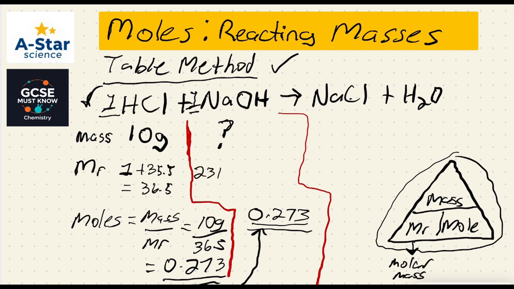Sodium is 23, oxygen is 16, hydrogen is 1. So 23, take the calculator, plus 16, plus 1, that's 40. It's going to equal 40. And so we know that MR times mole is mass. So if we multiply that 40 by our answer, 0.273, we get 10.92.